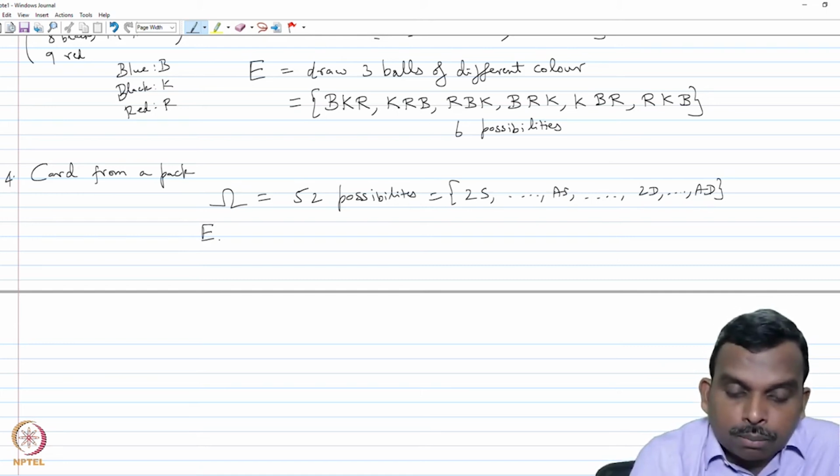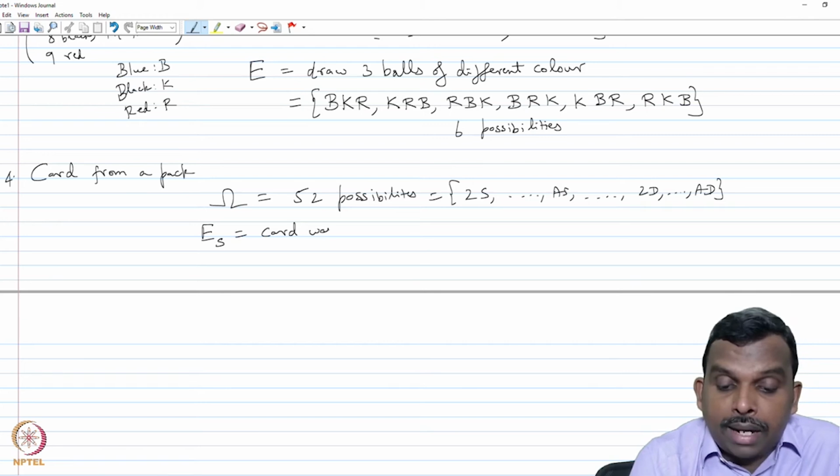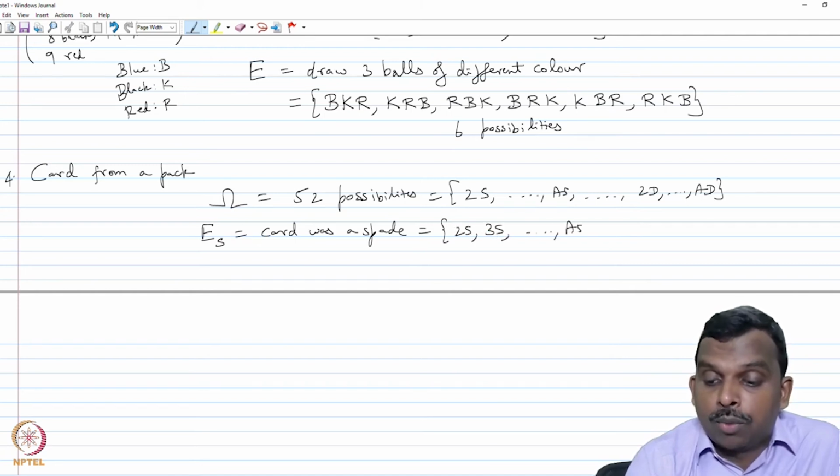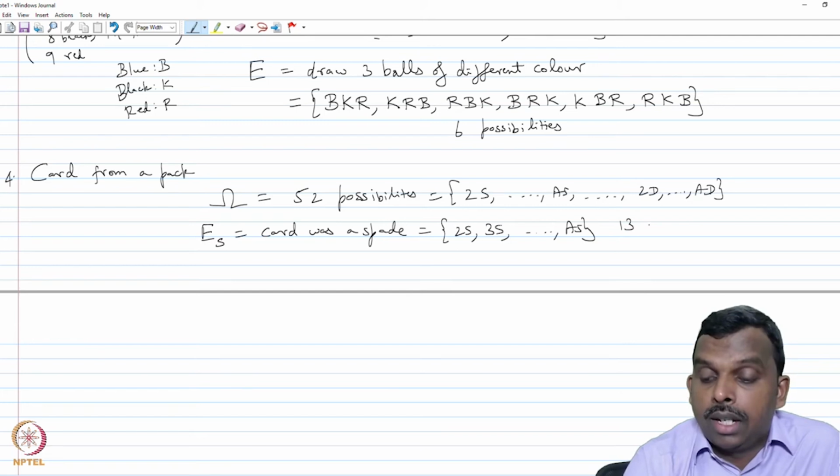The event ES could be that the card was a spade. This will have 13 different possibilities, 2, 3, all the way till ace of spades. 13 possibilities here.